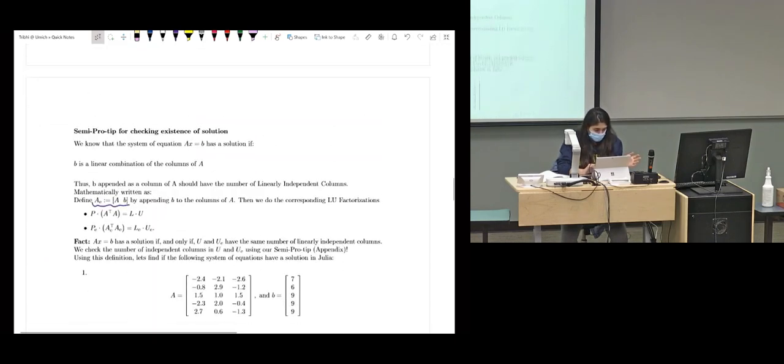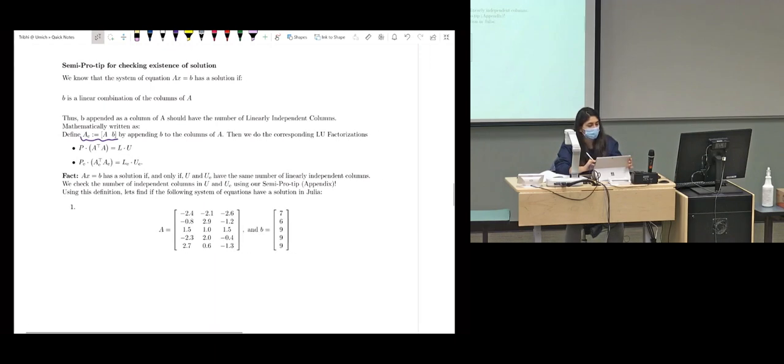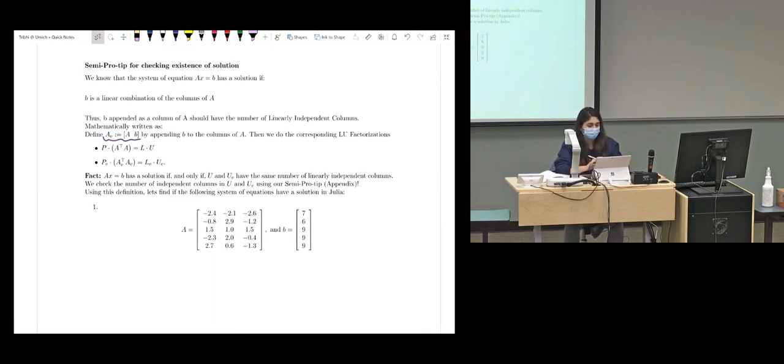How we can put it to use is in checking the existence of solutions, where we want to check if B is a linear combination of A. So I count the number of linearly independent columns in A transpose A. If that's equal to the number of linearly independent columns in AE transpose AE of the appended A matrix, which we're going to look at from the U and the UE, then we're good. Then we've confirmed that there indeed exists a solution to the system of equations.